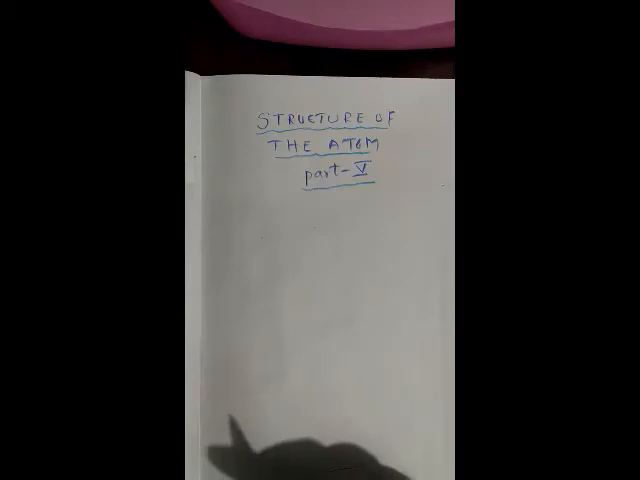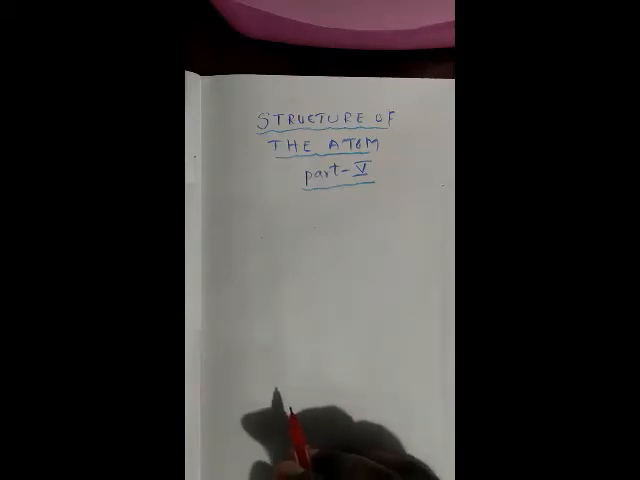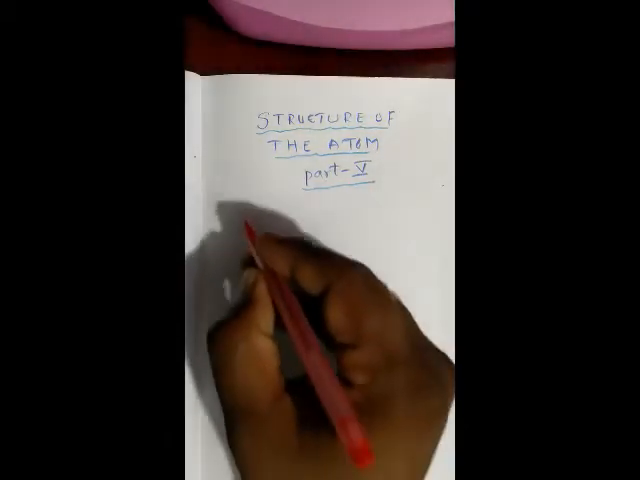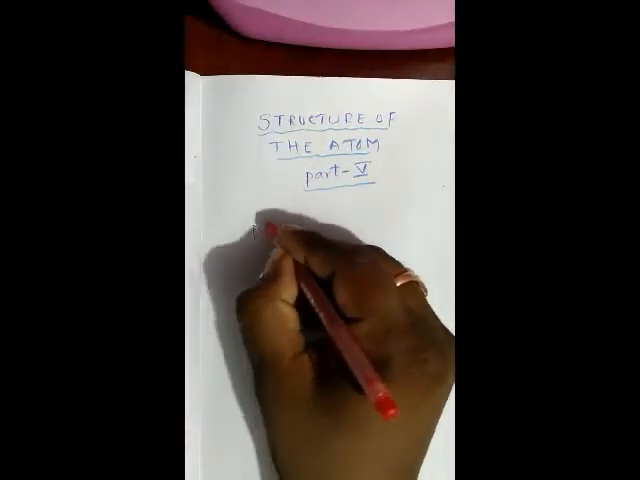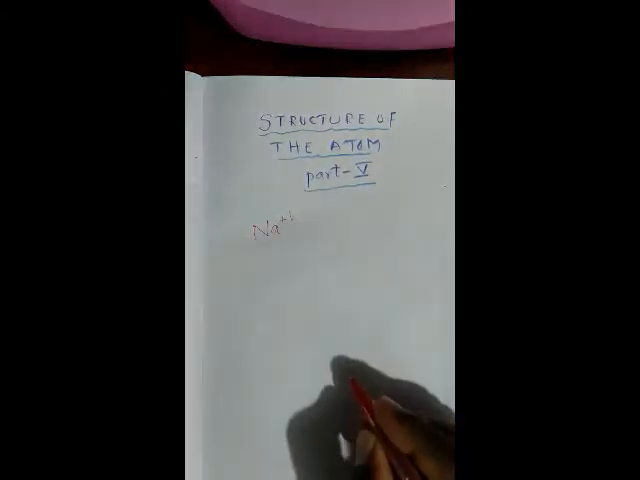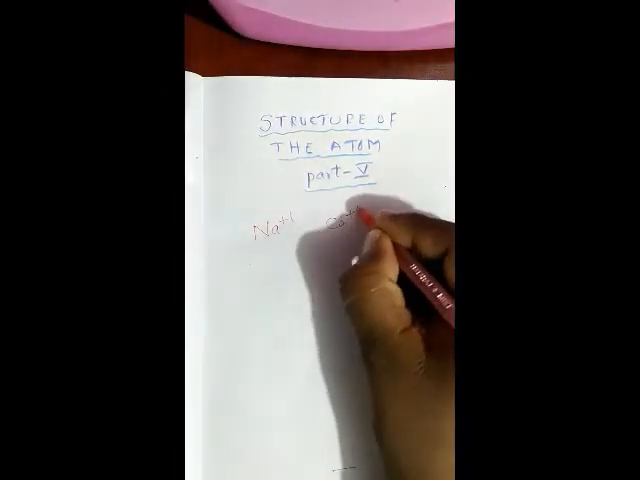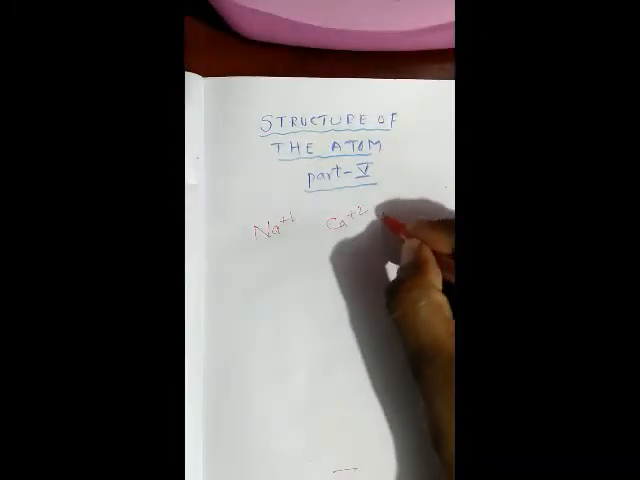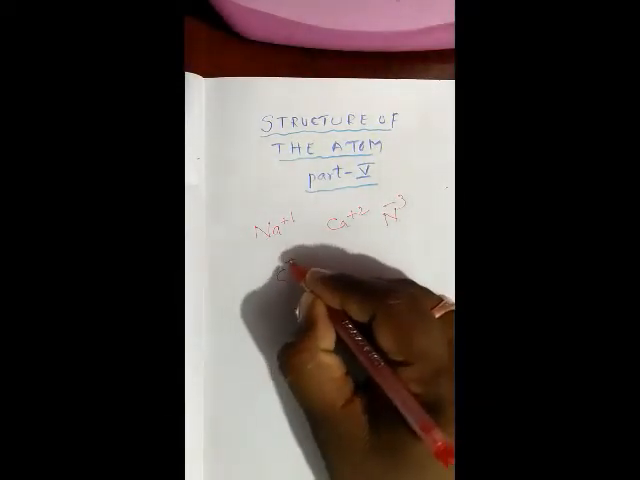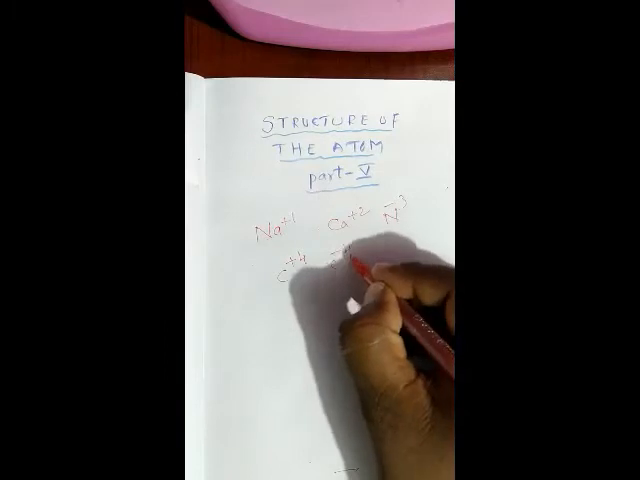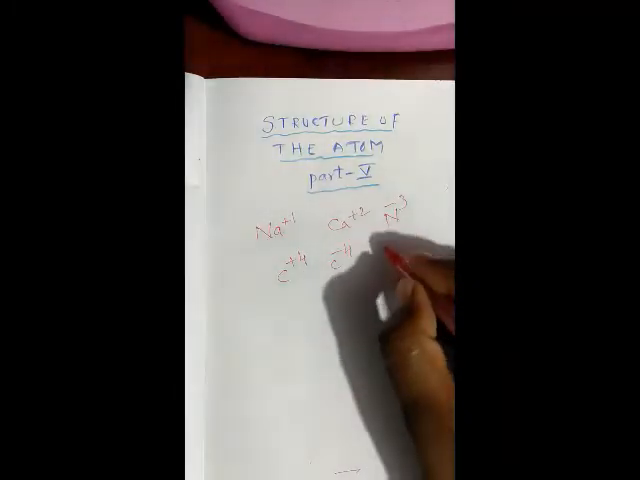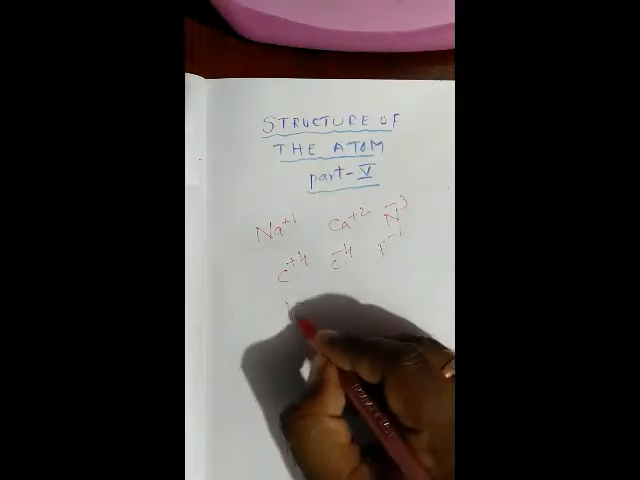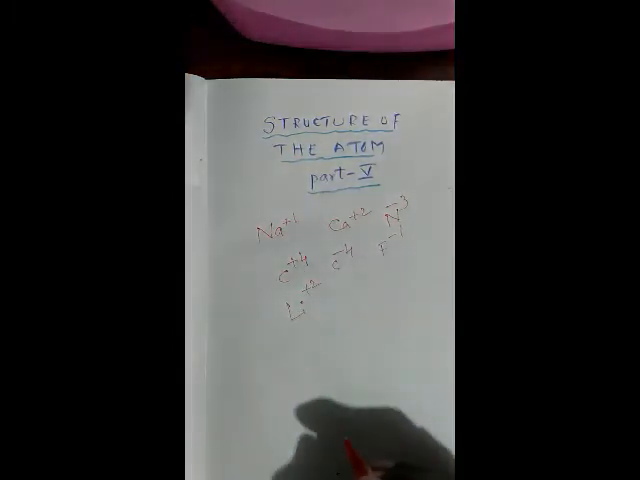In the previous class we completely discussed how the atom gets a positive charge and a negative charge. See here, sodium is written as Na plus 1, calcium Ca plus 2, nitrogen N minus 3, carbon C plus 4, carbon C minus 4, fluorine F minus 1, lithium Li plus 2.